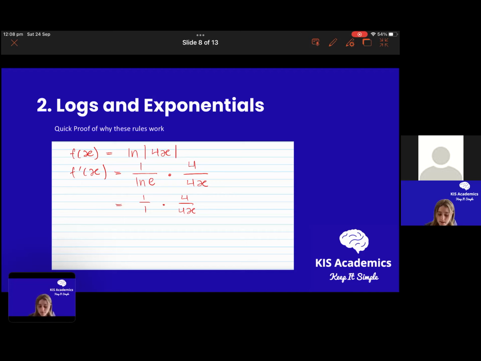So sometimes schools don't teach us that. But what we're doing in theory is we're actually doing this every time. It's just not necessary to write because it cancels out.